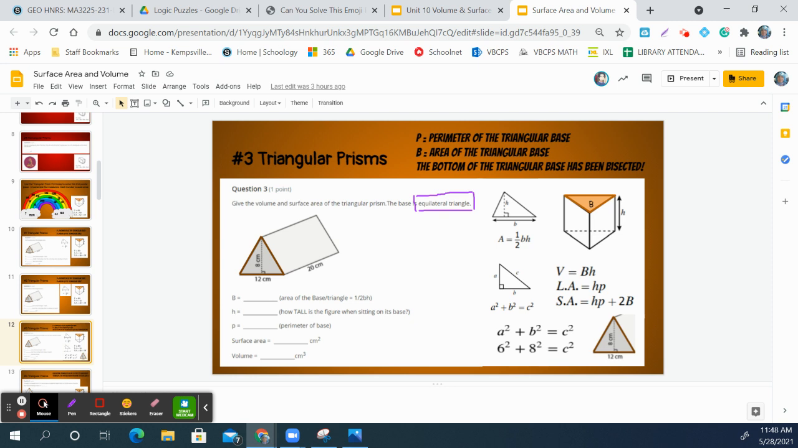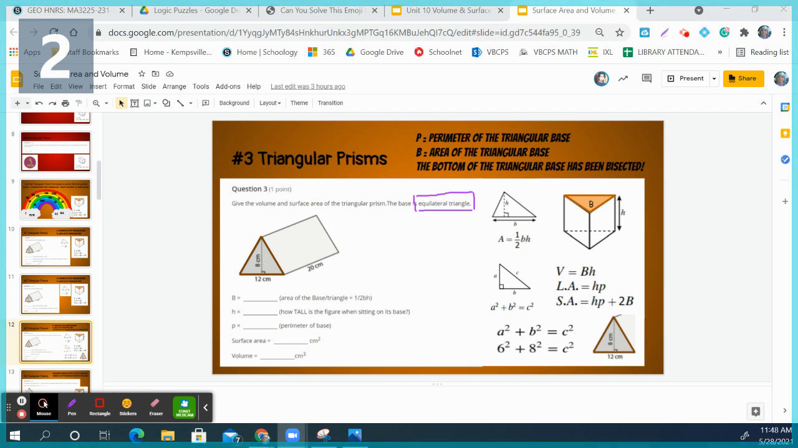Guys, I'm going to have a video over this. Let me know when you get to question 3 if you have questions. So what kind of triangle is it? So if it's an equilateral triangle, how do you find the perimeter?